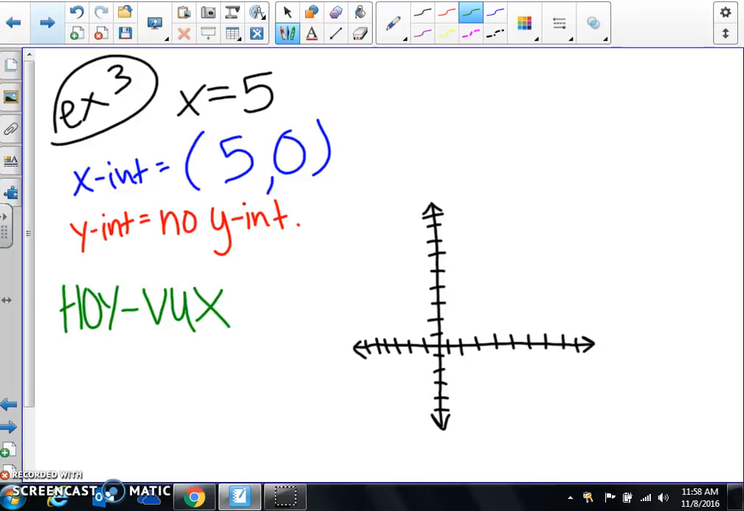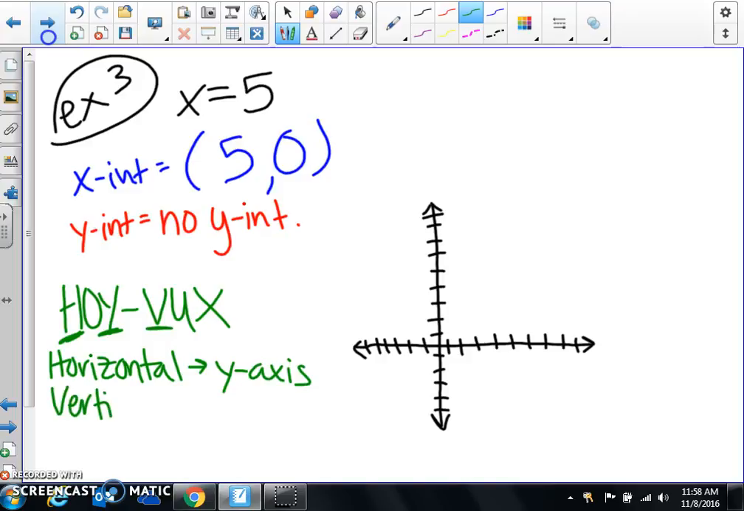Okay, we're going to be talking about the O and the U here a bit later. But H stands for horizontal, and that goes with Y, the Y-axis. V stands for vertical, and that goes with the X-axis.